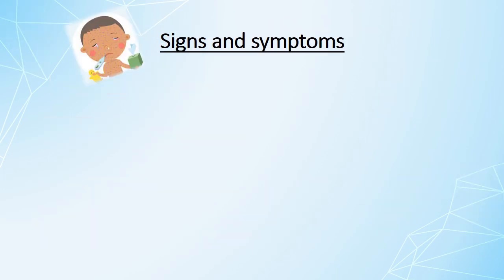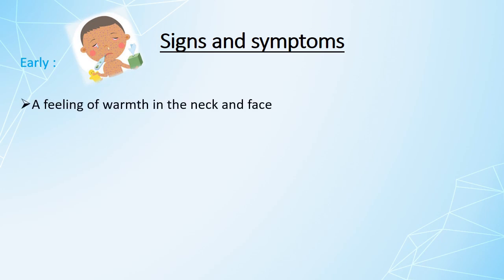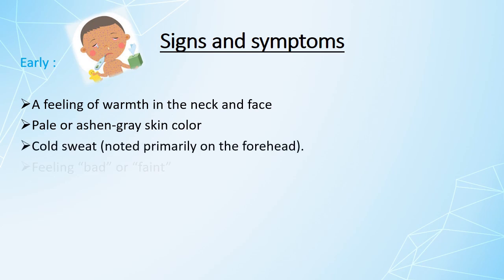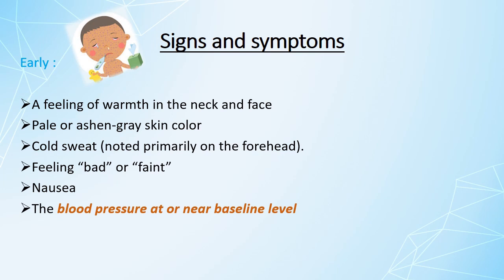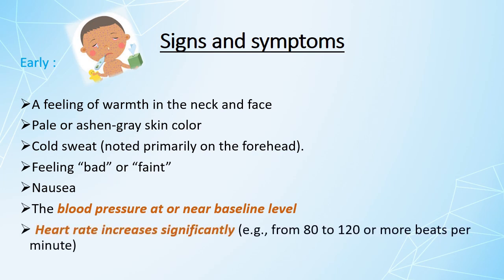Coming to the signs and symptoms, they have been divided into early symptoms and late symptoms. The early symptoms include a feeling of warmth in the neck and face, then pale or ashen grey skin color, then cold sweat, feeling bad or faint, feeling of nausea, then blood pressure at or near the baseline level, and heart rate increases significantly, that is from 80 to 120 or more beats per minute.